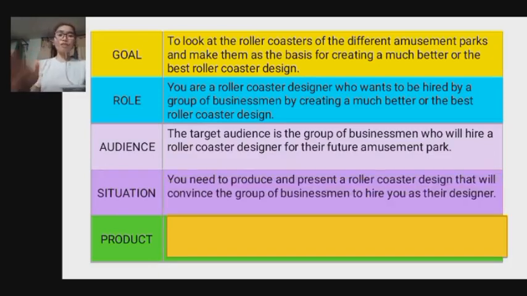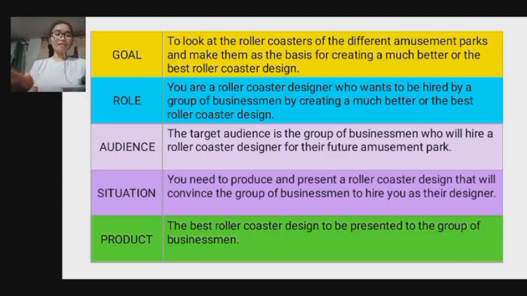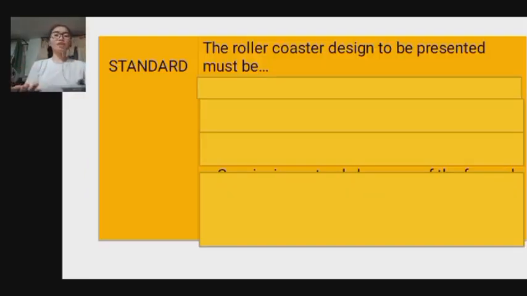And the situation: you need to produce and present a roller coaster design that will convince the group of businessmen to hire you as their designer. So the situation here is you are the roller coaster designer, and you are to create a roller coaster design that would satisfy your audience, which is the group of businessmen. And your product would be the best roller coaster design to be presented to the group of businessmen. Next, the last one is the standard.